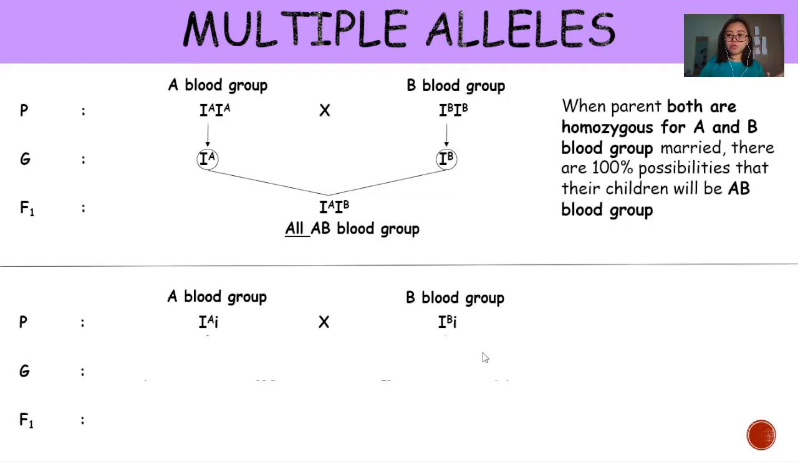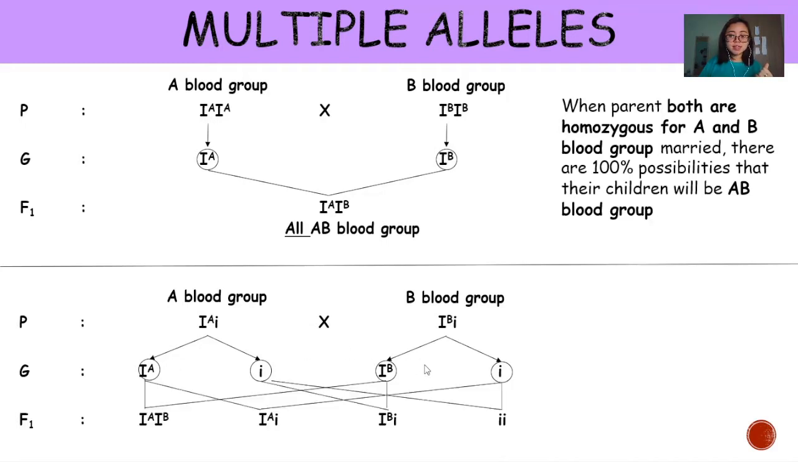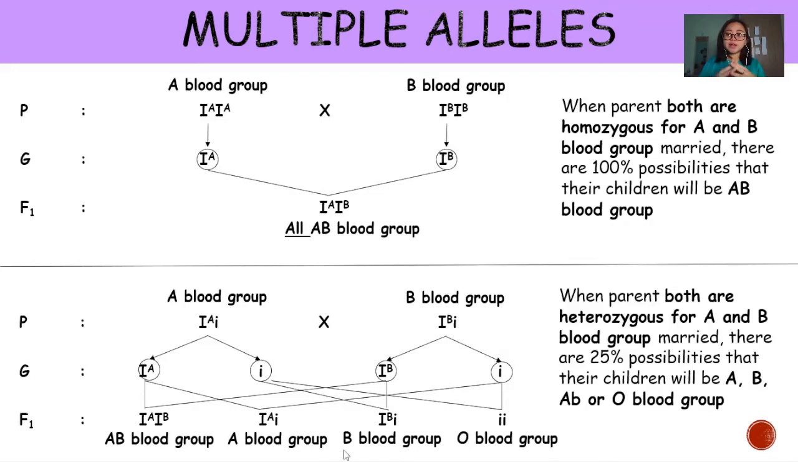How will the F1 generation look like? When we take out their gamete, it can look like this and this. And when we cross, it looks like this. And when we look at the phenotype, it looks like this. So when the parents, both are heterozygous for A and B blood group, are married, there is a 25% possibility that their children will be blood group A, blood group B, blood group AB, or O blood group.